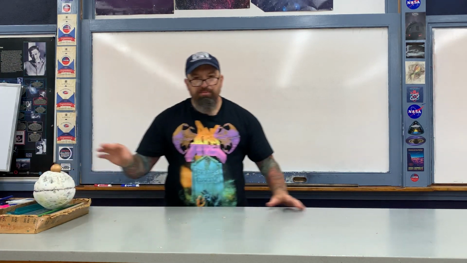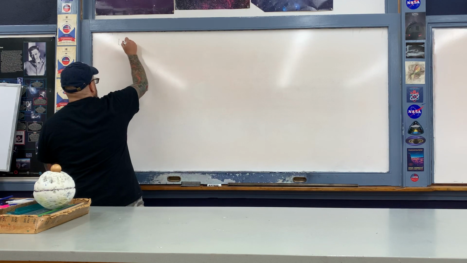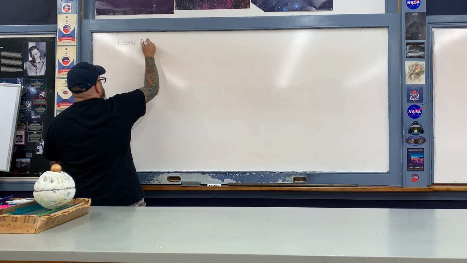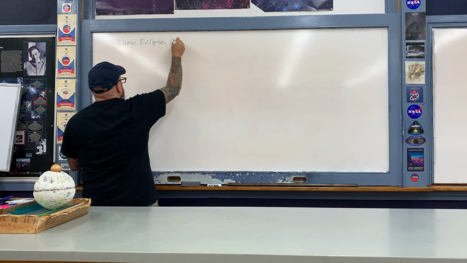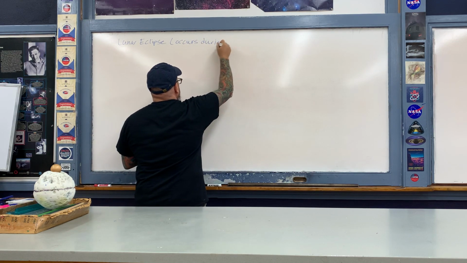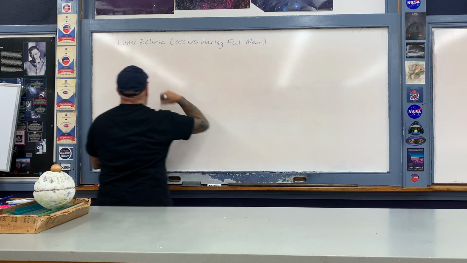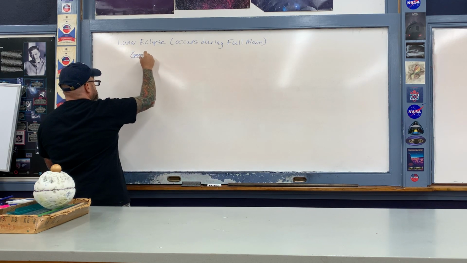Okay, so first of all, let me begin by drawing out the geometry associated with a lunar eclipse, which occurs during full moon. As I draw out that geometry here, keep in mind that definitely this is all not to scale. Okay, so we have a lunar eclipse, which occurs during full moon. Okay, here's the geometry behind that eclipse.